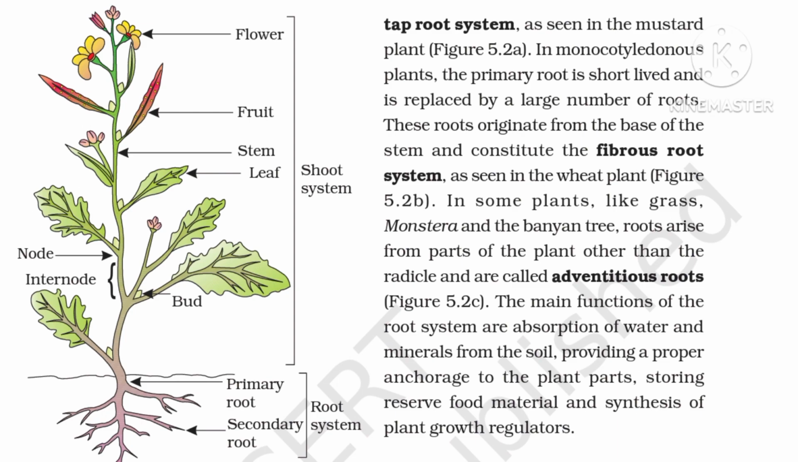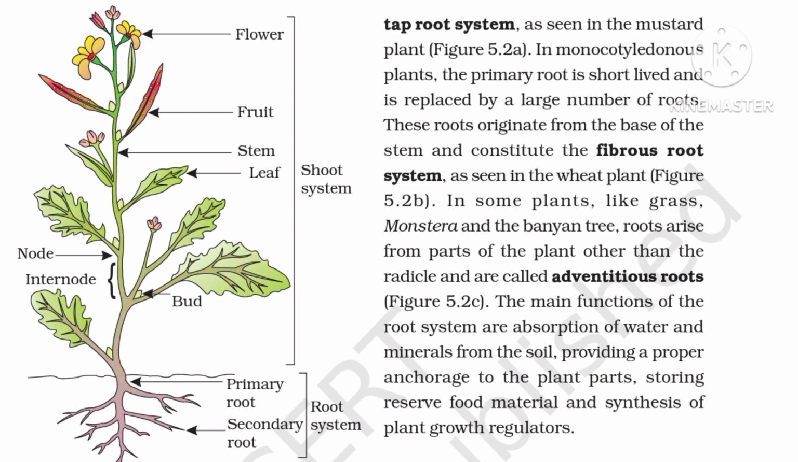In monocotyledonous plants, the primary root is short-lived and is replaced by a large number of roots. These roots originate from the base of the stem and constitute the fibrous root system, as seen in the wheat plant, Figure 5.2b. In some plants like grass, Monstera, and the banyan tree, roots arise from parts of the plant other than the radicle and are called adventitious roots, Figure 5.2c.